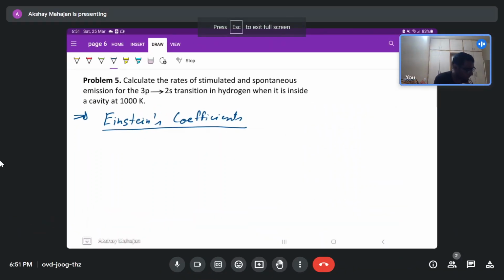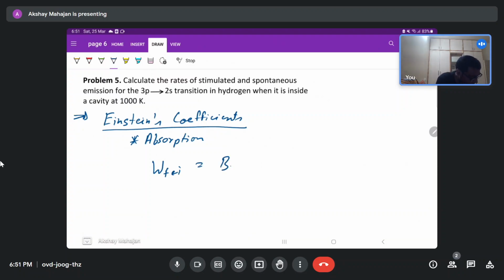So in problem number 5, we have to calculate the rates of stimulated and spontaneous emission for the 3p to 2s transition in hydrogen in a cavity at 1000 Kelvin. Seeing stimulated and spontaneous emission, we know that we have to go to Einstein's coefficients. For absorption, a transition going from initial to final, absorption is not asked in the question, but just for the sake of completeness I am writing absorption here.